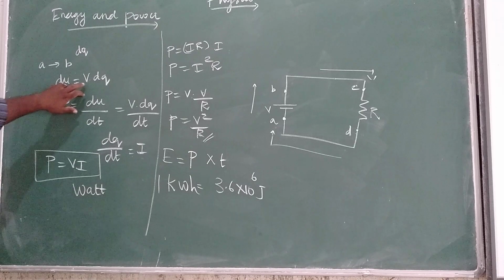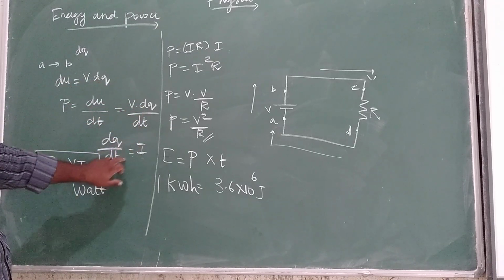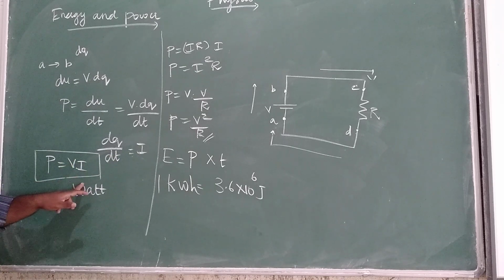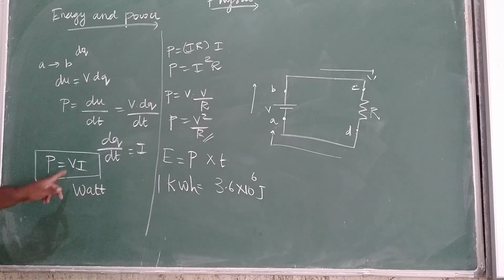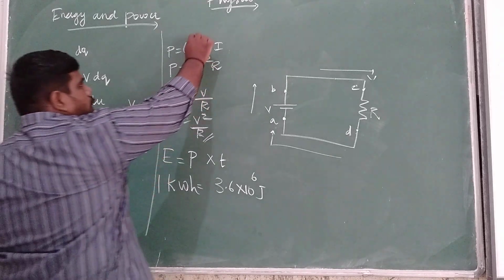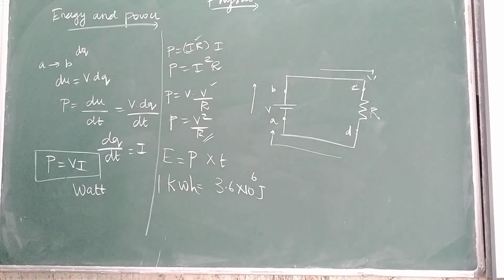When it is moving from point A to B, it gains the potential energy dU equal to V into dQ, because of the chemical reaction in the battery. By using the chemical reaction, the chemical potential energy of the battery decreases by the same amount. When the charge moves through the resistor, it collides with the atoms and loses the potential energy. So the rate of loss at the resistor can be calculated.